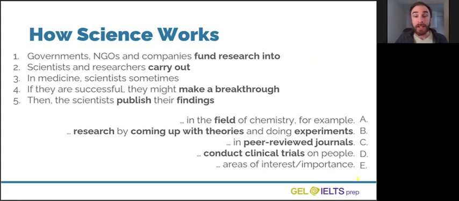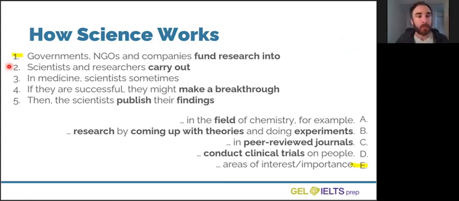The correct answer is E. Governments, NGOs, and companies fund research into areas of interest or fund research into areas of importance. So notice that preposition into comes before the topic, the subject, the area, or the field.